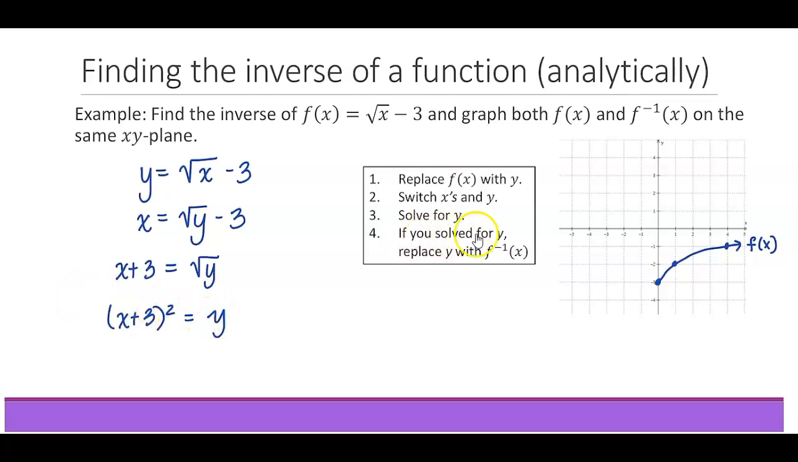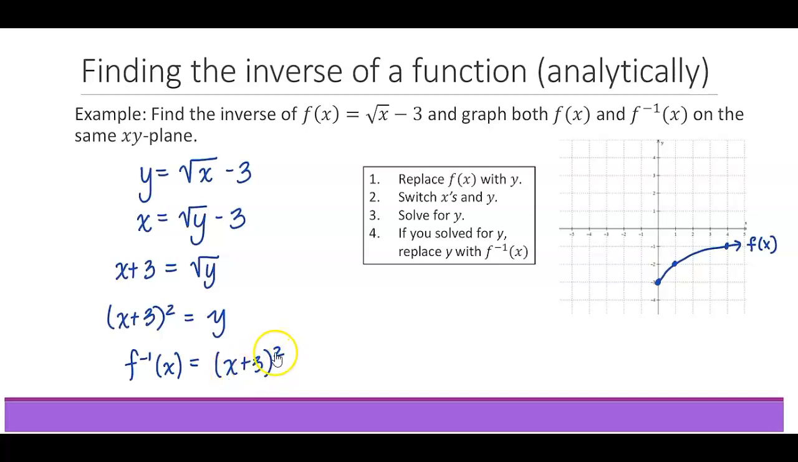The last step is, if you solve for y, which we did, we're done, replace y with f inverse of x. So now f inverse of x equals this quantity x plus 3 squared. But I'm going to write it so that f inverse of x goes first. So f inverse of x equals x plus 3 as a quantity squared. And now let's go ahead and think about graphing that inverse function. That's the last part.